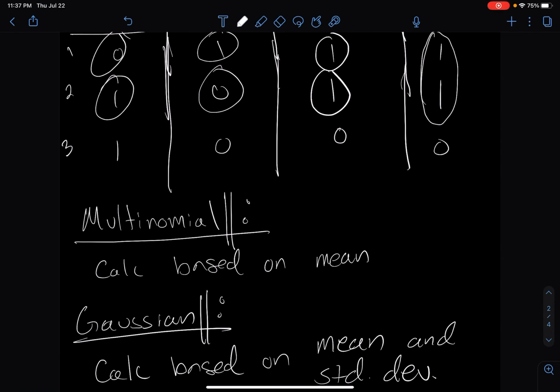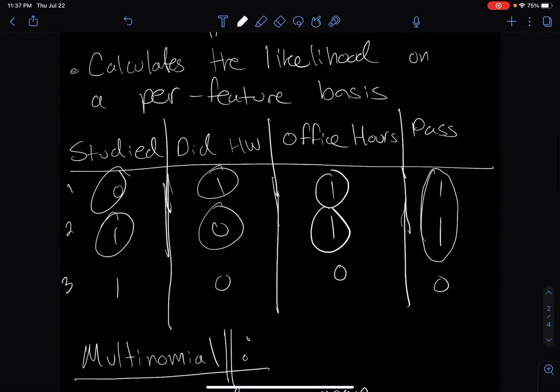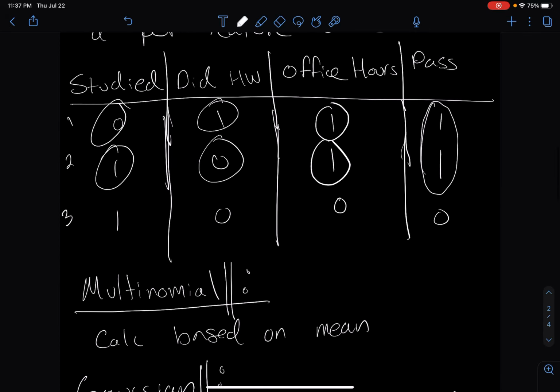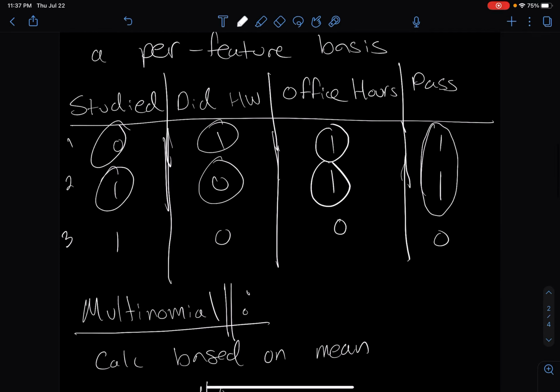Talking about multinomial, before we go there, remember Bernoulli is basically calculated likelihood on a per feature basis. And again, the data is these yes or nos, or ones and zeros. The multinomial is calculated factoring in the mean of the different counts. So earlier I mentioned if you wanted to make a spam email classifier, you look at the number of counts that certain words have in your data set of example emails.